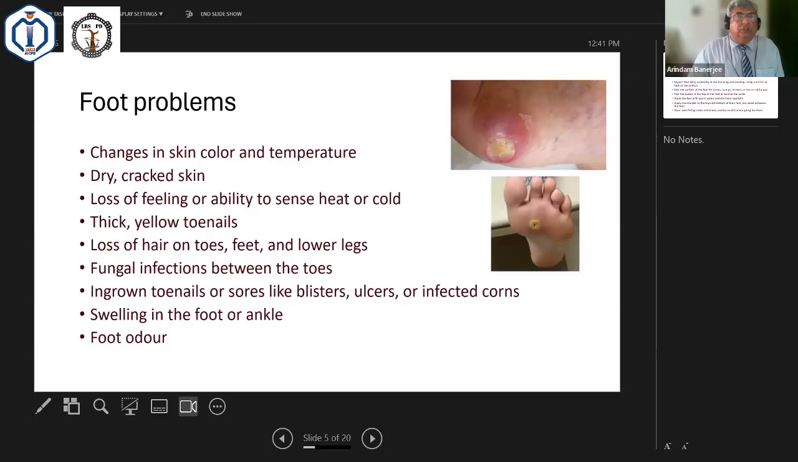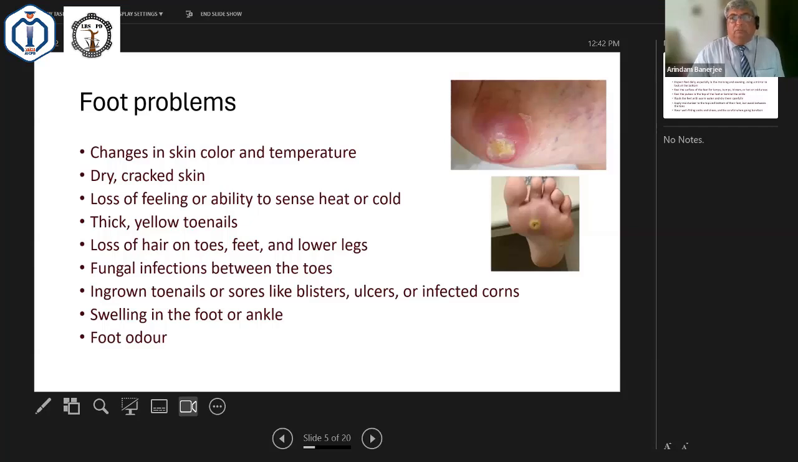The reason the foot is involved is that we all know that the vascularity of the body decreases after the mid tibia. The lower tibia is an area where the blood supply is not great, not fantastic. It's not as good as the hands or the forearm. Foot problems initially start with changes in skin color, with a low temperature, dry, cracked skin, loss of feeling or altered sensation, an inability to sense heat or cold properly, which leads to burns in diabetics.